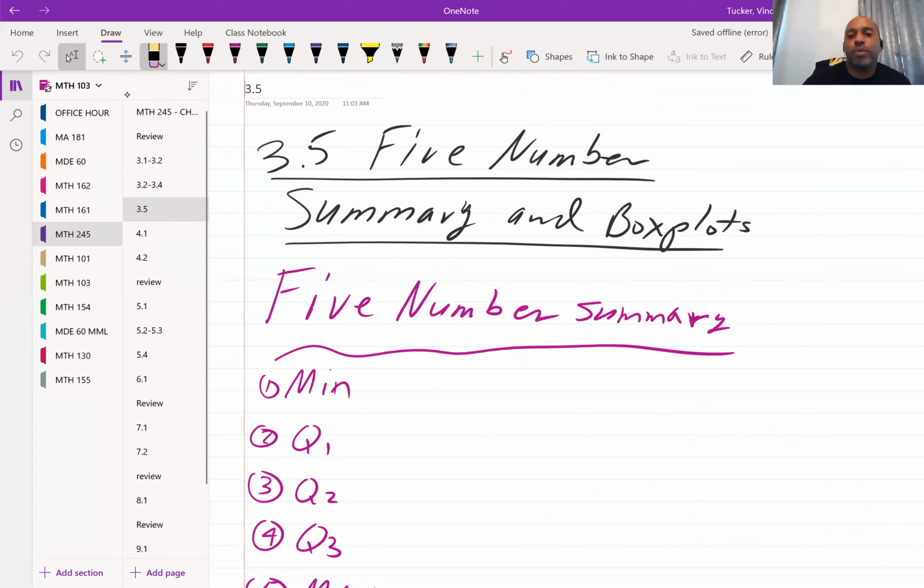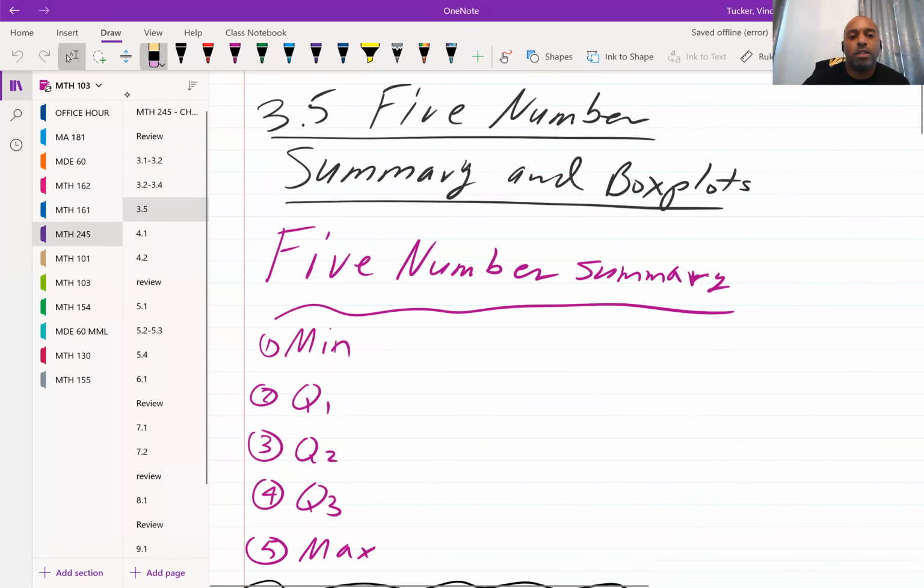3.5, 5-number summary and box plots. So notice if you look at the 5-number summary, it's the same 5 values that we just finished discussing. Like I said, your minimum and maximum are your bookends, and then you have Q1, Q2, and Q3 in the middle. So when they ask for the 5-number summary, those are the 5 numbers that they're looking for.